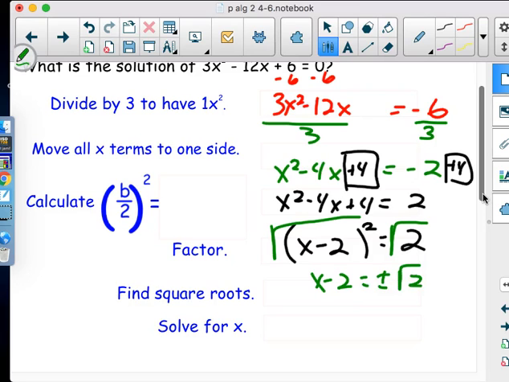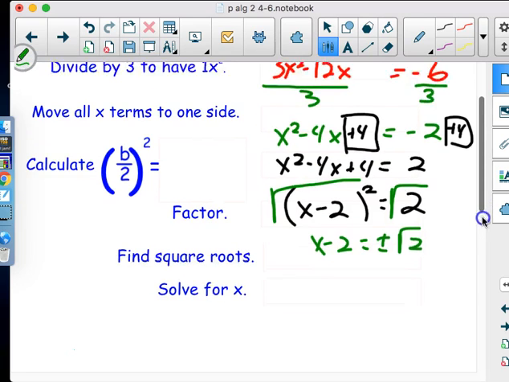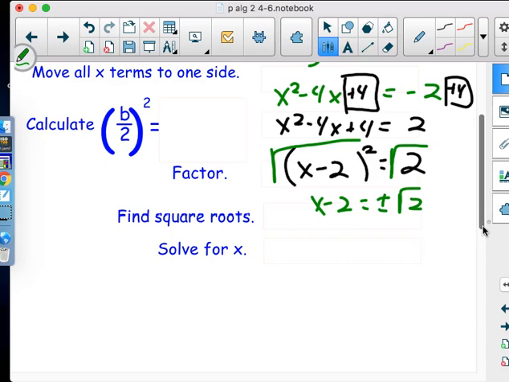Is there anything we can do with that? Any way to simplify the square root of 2? We got nothing, right? I mean, 4 is our first perfect square. That's not going to divide evenly into 2. So we just leave it, except we're not quite done. Last step. Add the 2 to move it over.